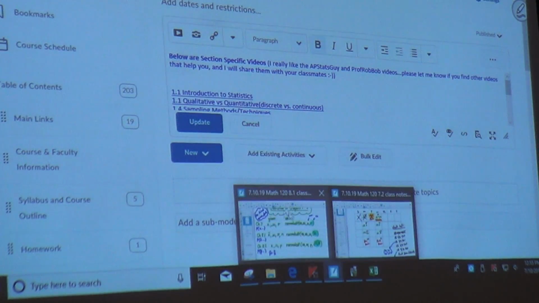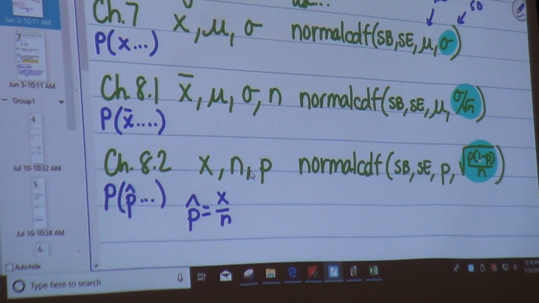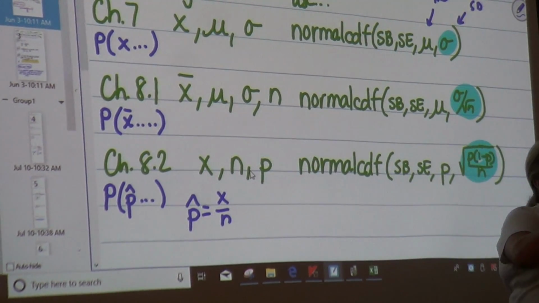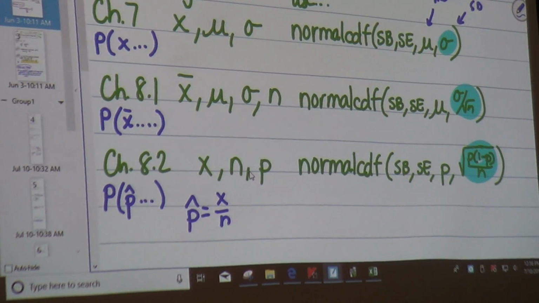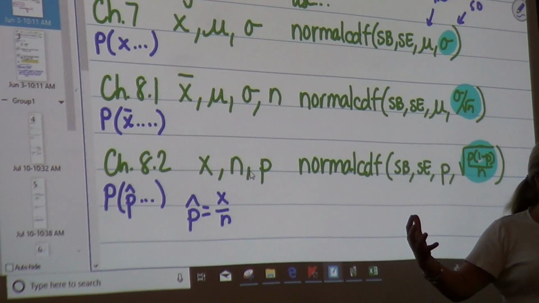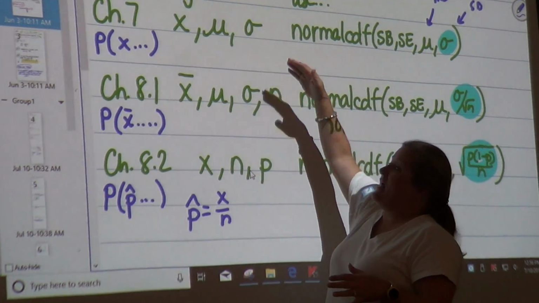Alright, so this is all to show you that what we were dealing with in Chapter 7 was individual data. I gave you a test score, or a month of pregnancy, or a day of pregnancy. I gave you individual data. In 8.1 and 8.2, we're not dealing with individual data, we're dealing with samples of data, but we're doing the same thing, okay? We're still going to be doing inverse norm, we're still going to be doing norm, but we're gathering data differently.